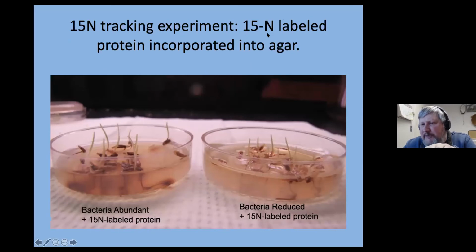Instead of regular nitrogen in the protein, we put isotopic, this 15N type nitrogen. And then we incorporated it into this medium, this agar. And you see this gelatin here that has that labeled protein in it. And then what we did is we put fescue grass with microbes on some of the plates, like you see here, and then without microbes over here on other plates.